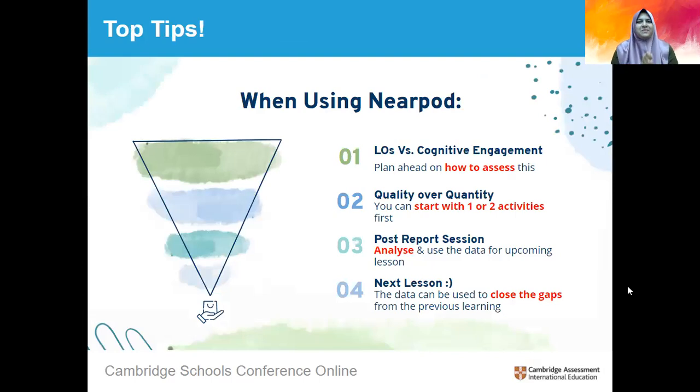So the top tips I would like to share with all of you when using Nearpod, the first one is learning outcomes versus cognitive engagement. Plan ahead on how to assess this. So make sure you know that if this is your learning outcome, what sort of cognitive engagement you expect to see and how these two can blend together to complement each other. And what are the tools available for it?